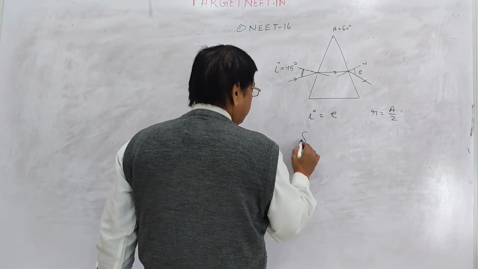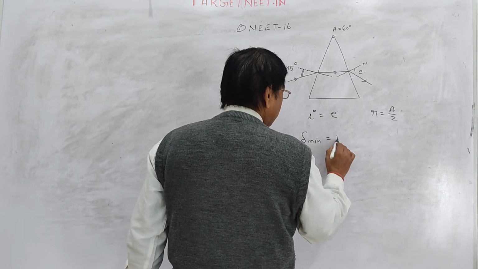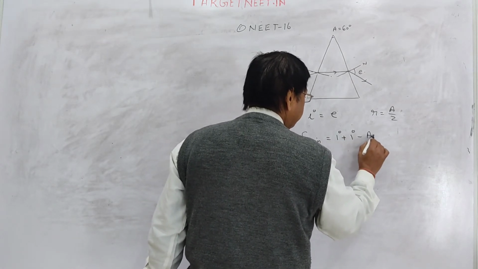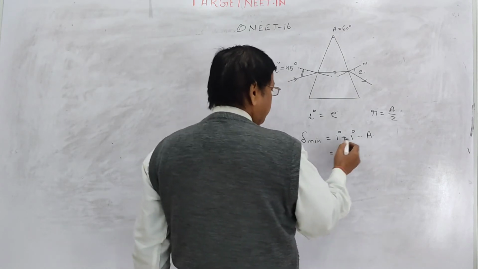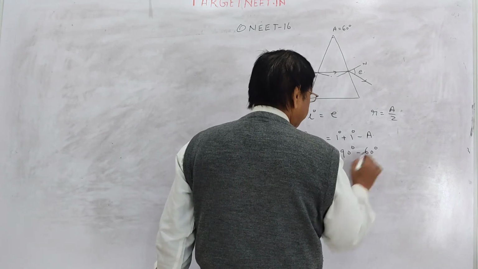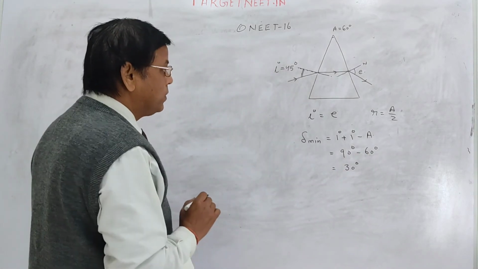So minimum deviation is I plus, at place of E we have to write I, minus A. So it is 45 plus 45, 90 minus 60 degree. So it is 30 degree. So minimum deviation is 30 degree.